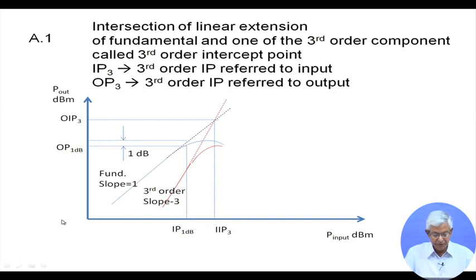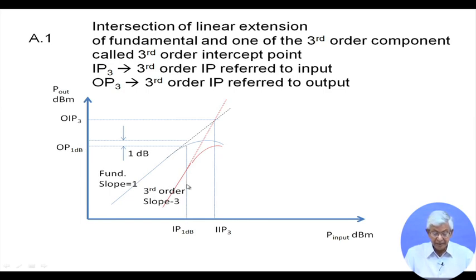This is power input versus power output. So, the fundamental component, which has a slope of 1, goes like this. As the input increases, the output also increases linearly, and at some point it starts getting saturated. That is, as we increase the input, the output does not increase linearly. So, when it deviates from the virtual projected linear curve by 1 dB, that point is called the 1 dB compression point, whether with respect to input or with respect to output.